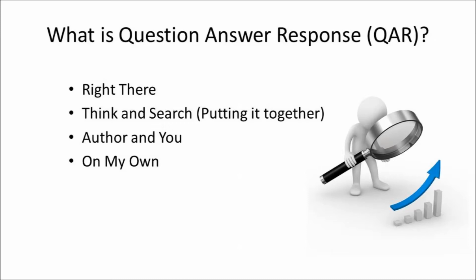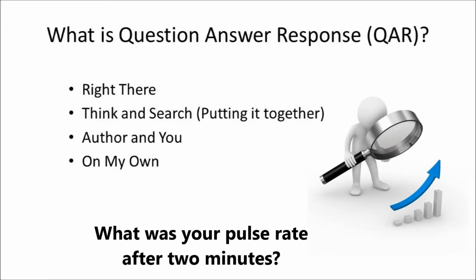So now, when we started to analyze our data, we used a QAR, question, answer, response. The way that the QAR works is you have a progression of questions. The first question is right there. If you're reading informational text, you know, what color is the sky? Probably in the first or second sentence there is a sentence that says the sky is blue. So it's a question that can be answered directly from the text, or the data in this case.